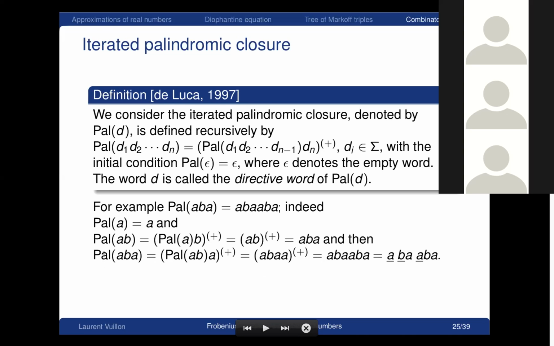Okay, so now to compute pal of ABA, you compute pal of AB, you put the last letter here, so it's an A. Pal of AB is ABA, so we have to compute ABAA plus. And the center of symmetry is between these two A's here. So you reverse AB at the end, so it's ABAABA.